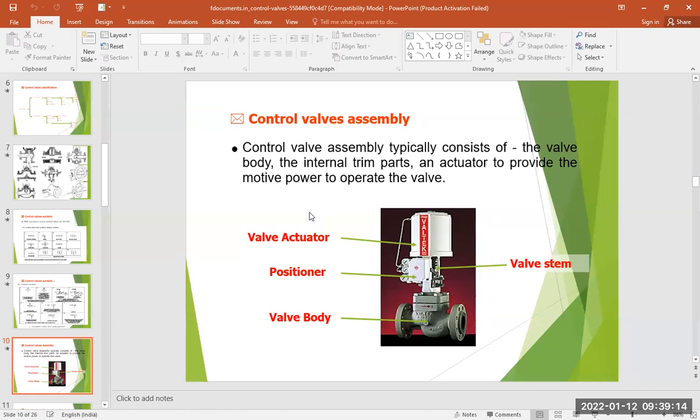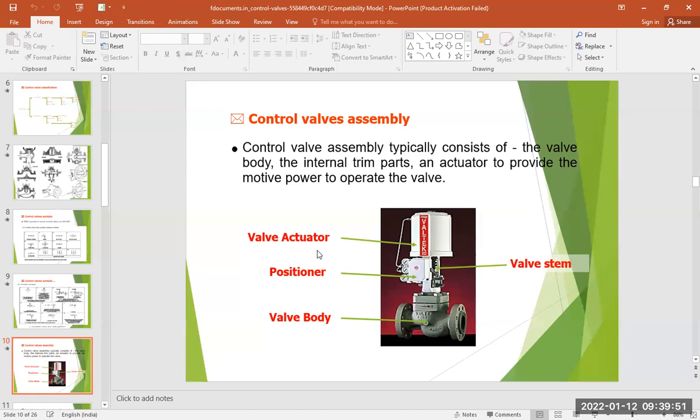This control valve assembly typically consists of the valve body, the internal trim parts, and the actuator, that means the valve actuator provides the motive power to operate the valve. I will discuss one by one again, broadly. So first, the valve actuator. What is an actuator? Anyone please tell me what is a valve actuator, or what is an actuator?